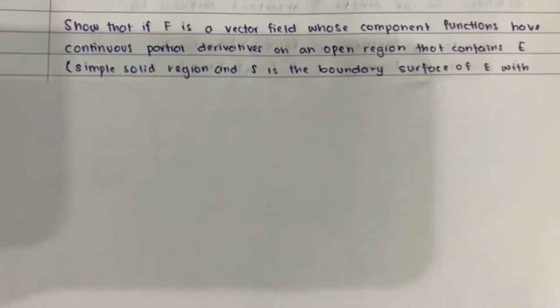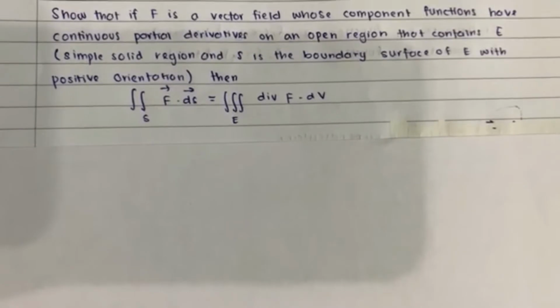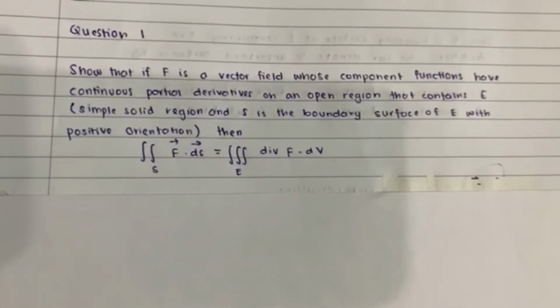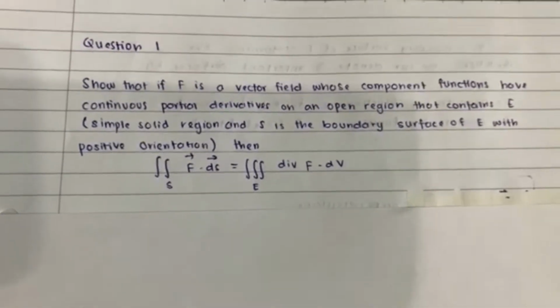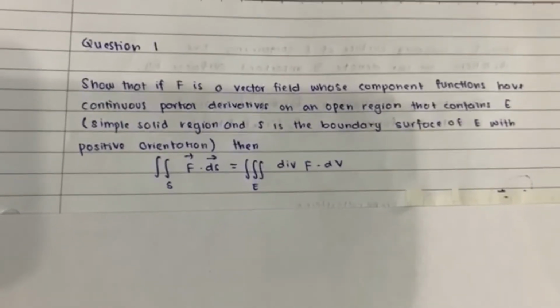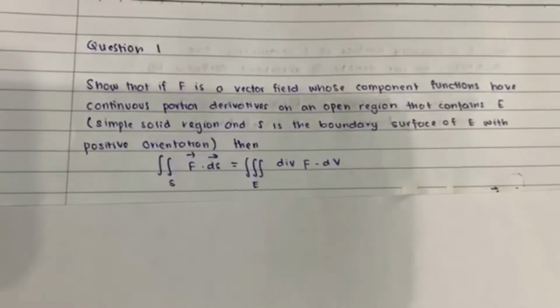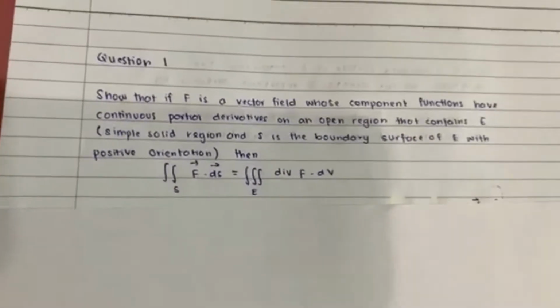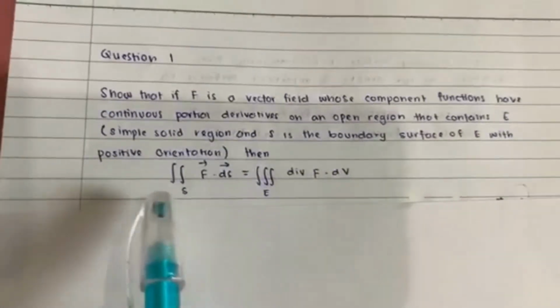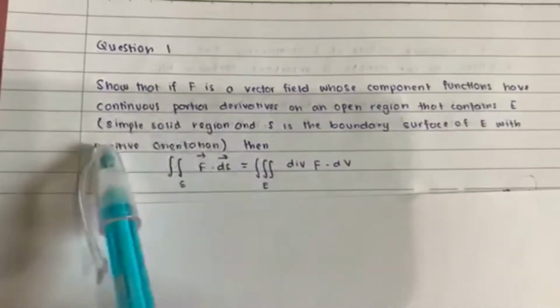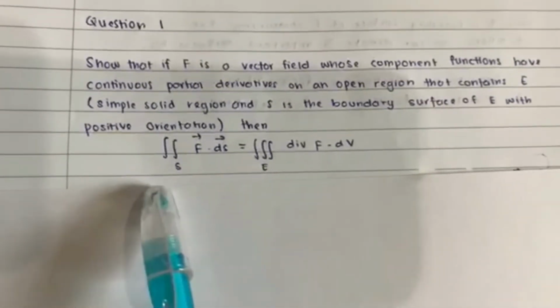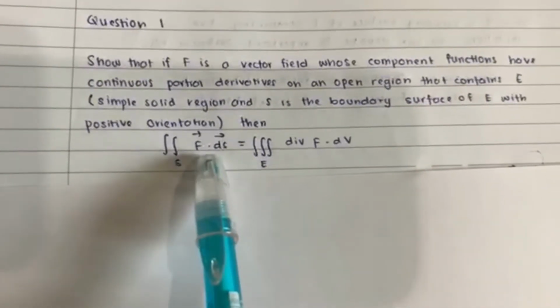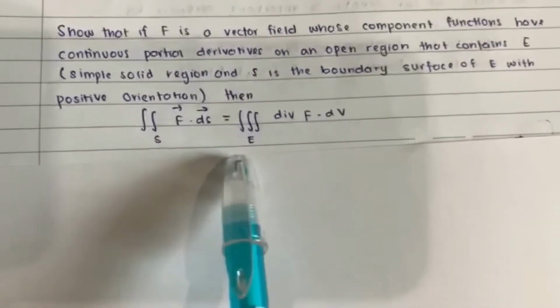Today I will explain the solution to SL question 1. The question is: show that if F is a vector field whose component functions have continuous partial derivatives on an open region that contains E, which is a simple solid region, and S is the boundary surface of E with positive orientation (this is the keyword), then the double integral over S of F dot dS is equal to the triple integral over E of div F dV.